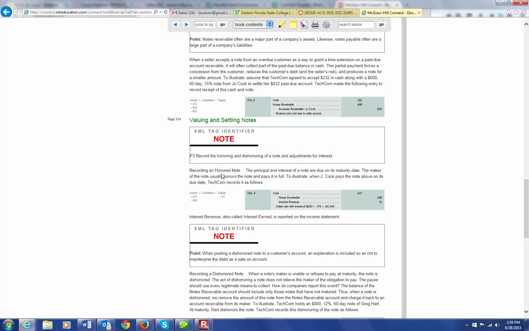Now, if they actually pay you like they're supposed to, we said up here that this would be a 15% note. So you'd have to figure out what the 15% is for the 60-day period, and they have calculated that would be $15 in interest. When they pay you, you debit cash for $615 because you're collecting interest and the amount of the note. You credit notes receivable for $600 because that's all they owed you, but you also credit interest revenue for $15 because you've made $15 off of this in interest revenue.